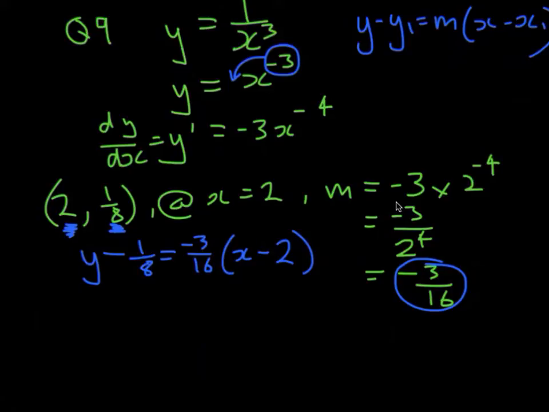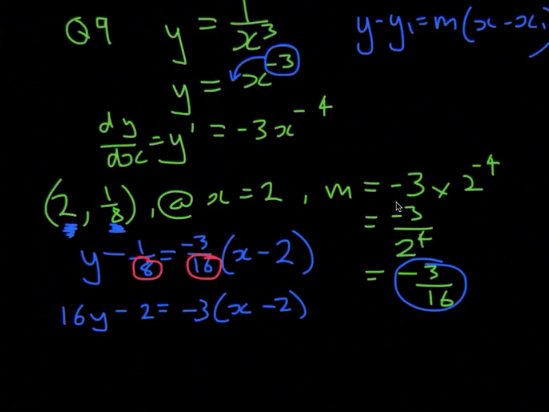Let's multiply through by 16, which will help get rid of this denominator, it's a bit of a bothersome thing. It'll also take care of the 8 denominator here. So I'll multiply everything through by 16, which means I'll have 16y minus 2 is equal to minus 3 outside of x minus 2. Then if I expand all of that and put the equation of this straight line into the standard form, it'll end up being 3x plus 16y minus 8 equals 0.